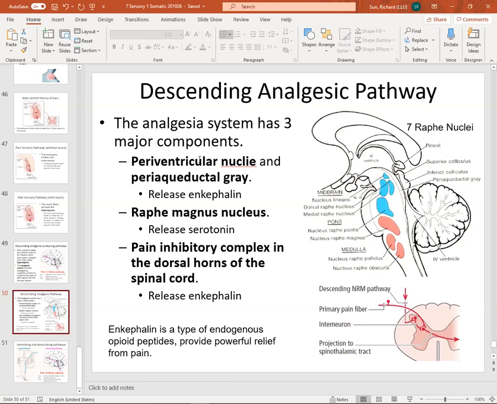So the periventricular, this one is here in the reticular formation. They release enkephalin. Raphe releases serotonin. In the spinal cord region, the inhibitory neurons also release enkephalin. Enkephalin is a type of endogenous opioid peptide. That's why opioid is a very powerful drug to treat chronic pain.